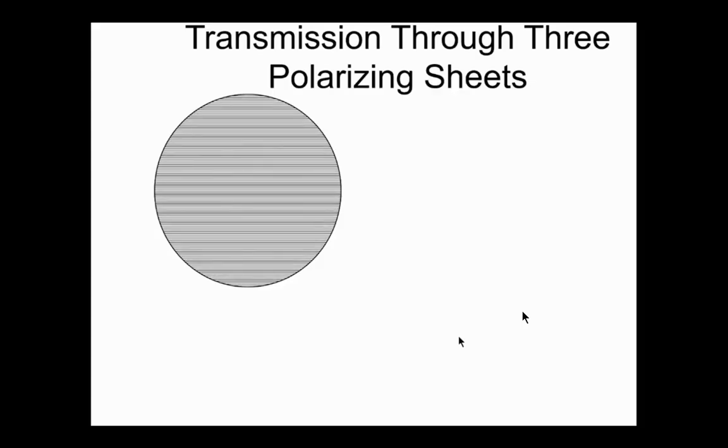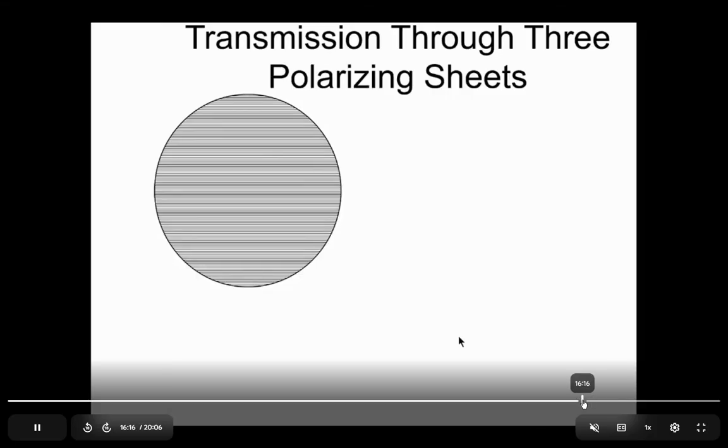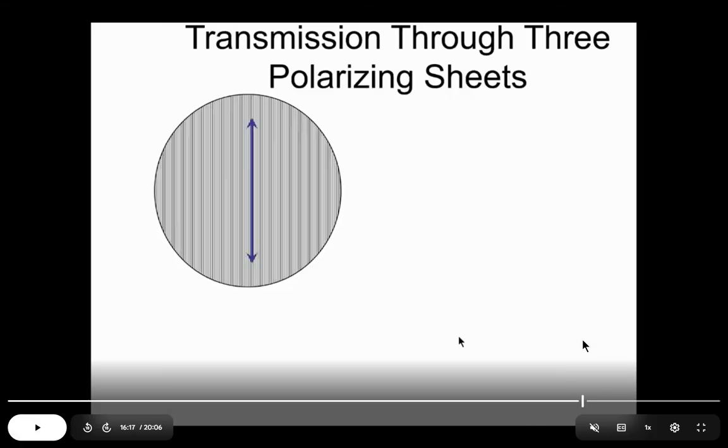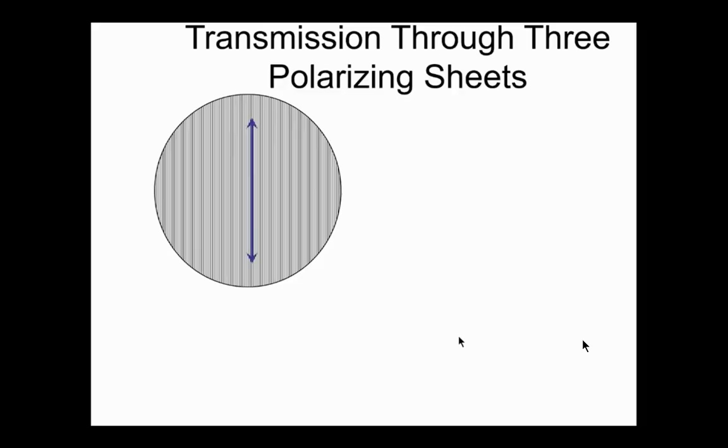Remember, this is light that's traveling at you. Sorry, I'll go back. This is light that's traveling at your face, and this is the orientation of the light wave. That's what this double-ended arrow is representing. The orientation of the electric field wave.